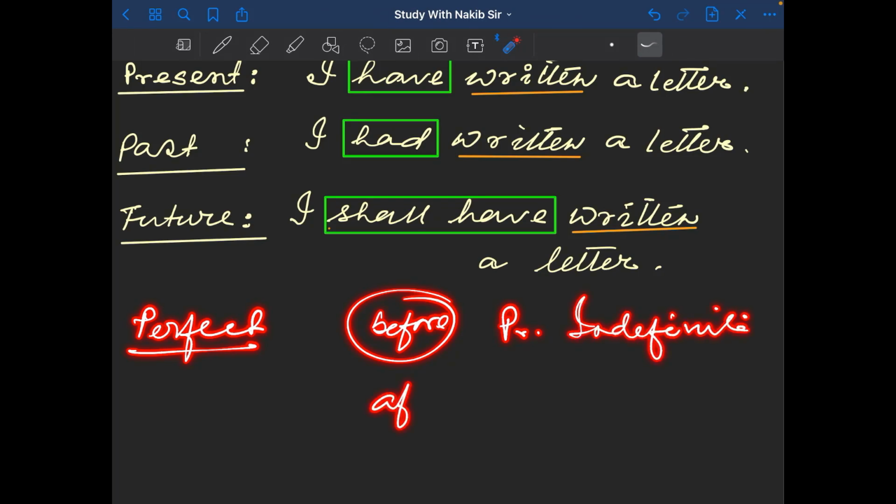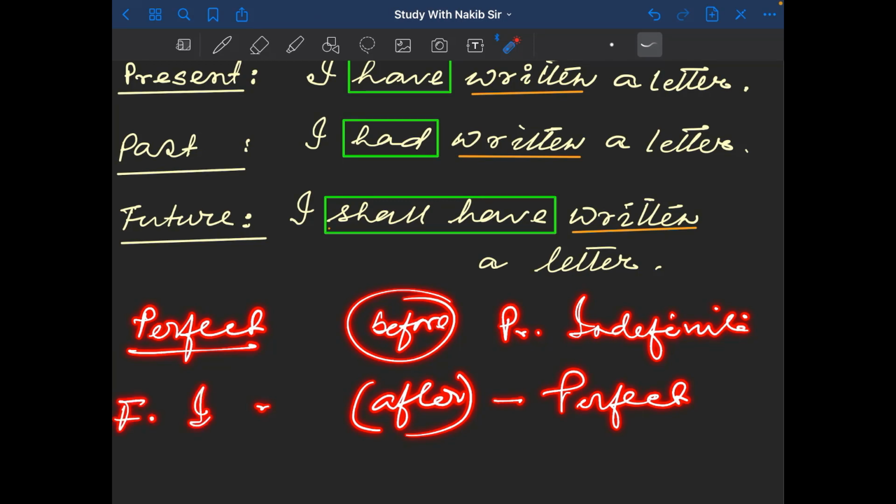And when you get after, this one is perfect, and this one is future indefinite. This is the difference. Remember this: before perfect will be before the conjunction before, and the next part will be present indefinite, though the meaning is the future indefinite. This is a very, very important part. Remember this. And this one after.